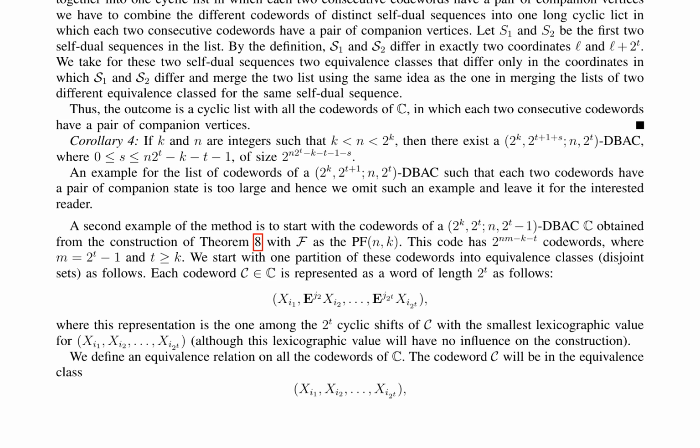The same merging process is applied to combine the codewords of distinct self-dual sequences. For instance, let S1 and S2 be the first two self-dual sequences in the list. Since S1 and S2 differ in exactly two coordinates, we take two equivalence classes that differ only in these coordinates and merge the two lists using the same idea as before. The outcome is a cyclic list with all the codewords of C, where each two consecutive codewords have a pair of companion vertices.